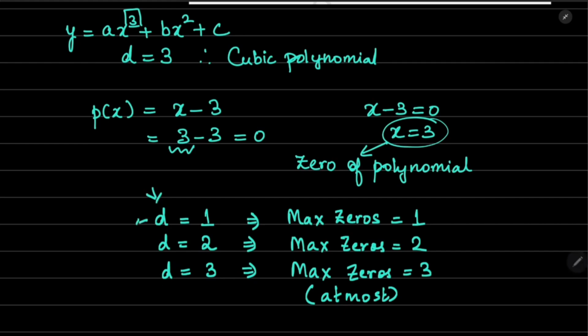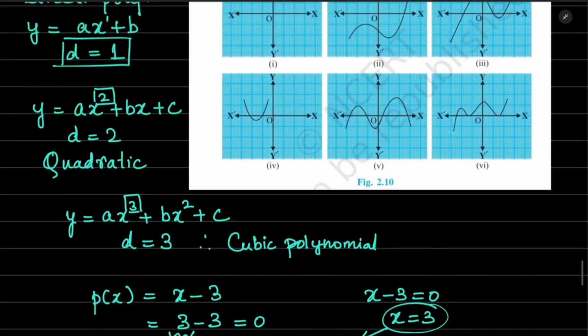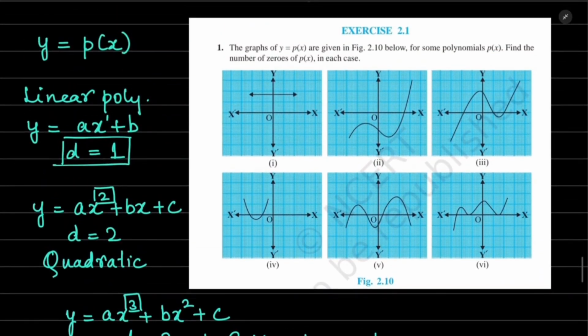So degree is nothing but the highest power of the variable. And with the degree you can definitely say if it is a linear or quadratic or cubic or biquadratic polynomial, and how many maximum zeros it can contain. Okay, so this is the prerequisite in order to do this question.